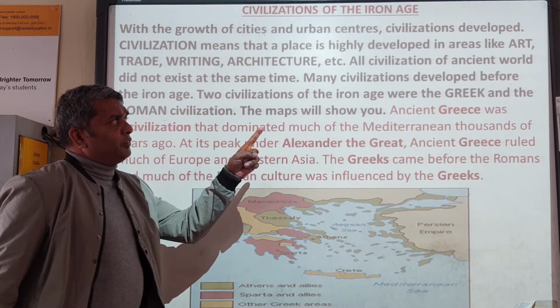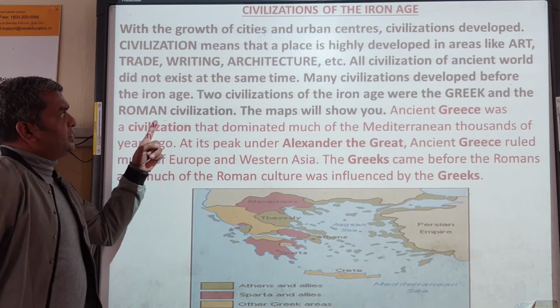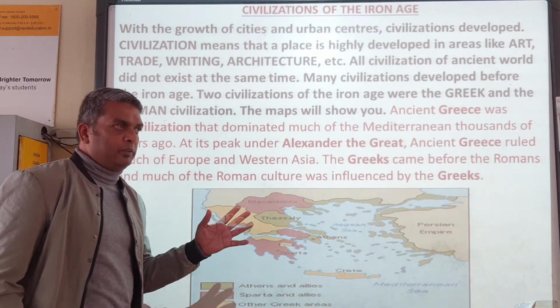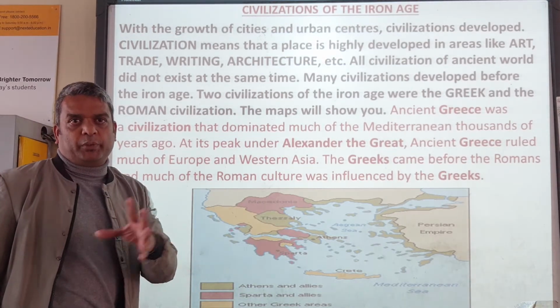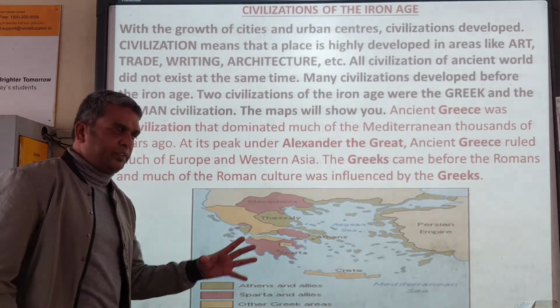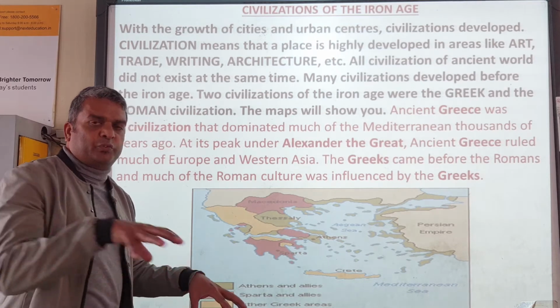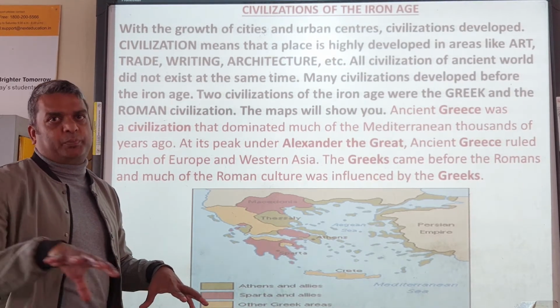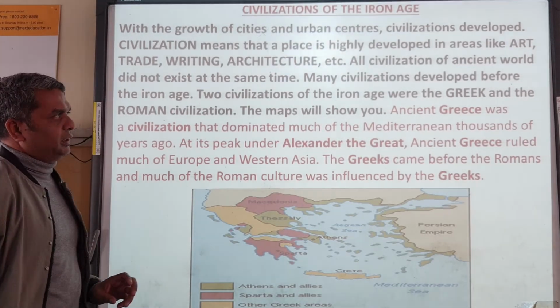All civilizations of the ancient world did not exist at the same time. So remember, it did not exist at the same time. Just as farming shifted from one place, people taught the others. So same thing, civilization. Whatever they learned, they moved from another place. They conquered the place and taught those people. So it spread from one place to another.